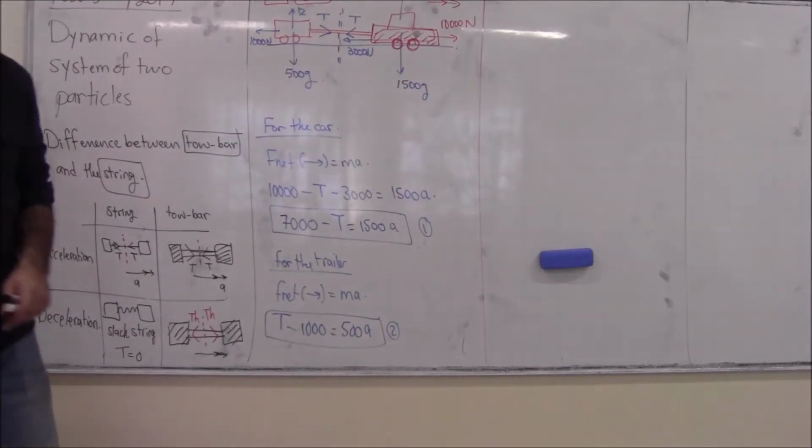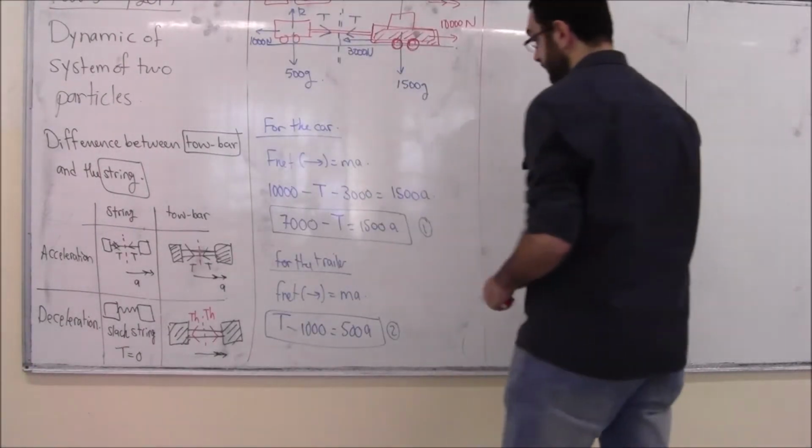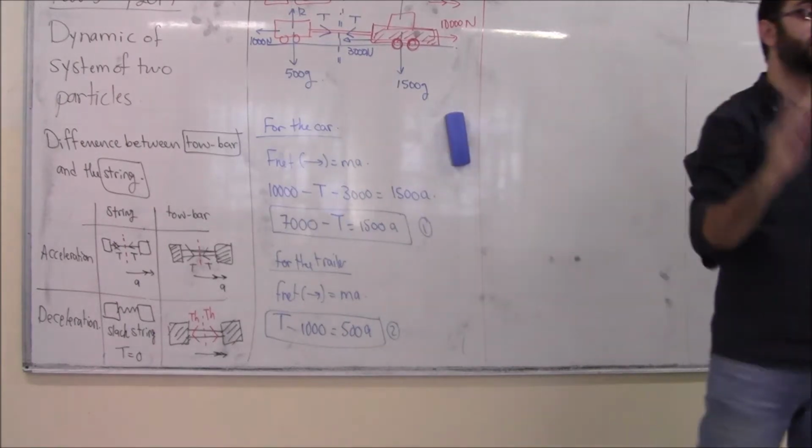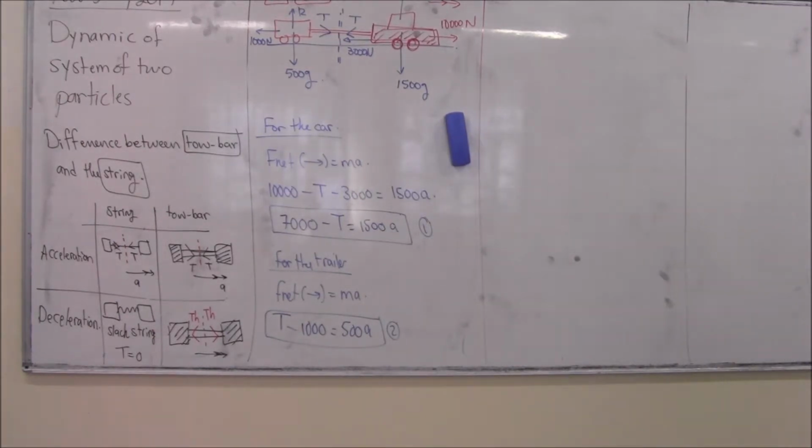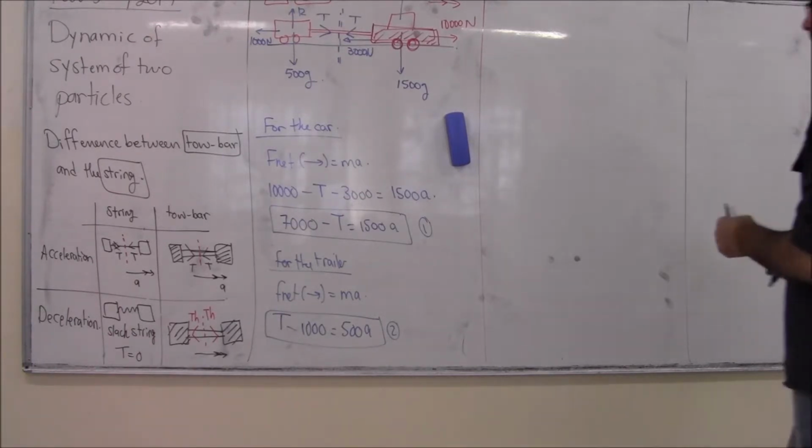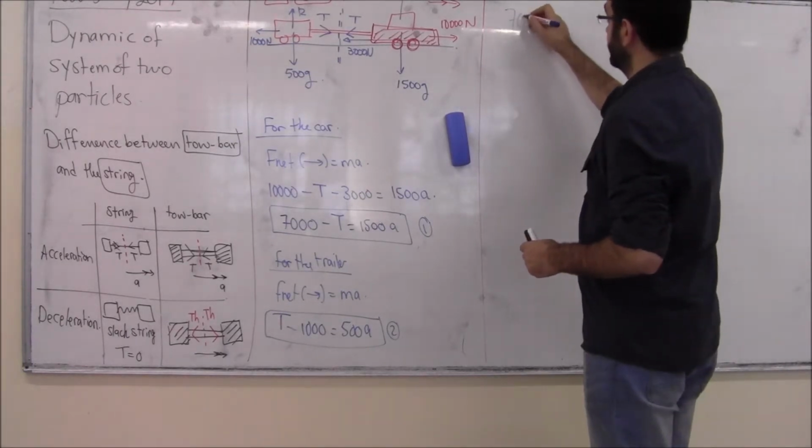The resultant force for both of them should be in the same direction. Yeah, definitely, because they are moving in the same direction. For a system of two particles, the resultant force of them should be in the same direction, if the string is taut.